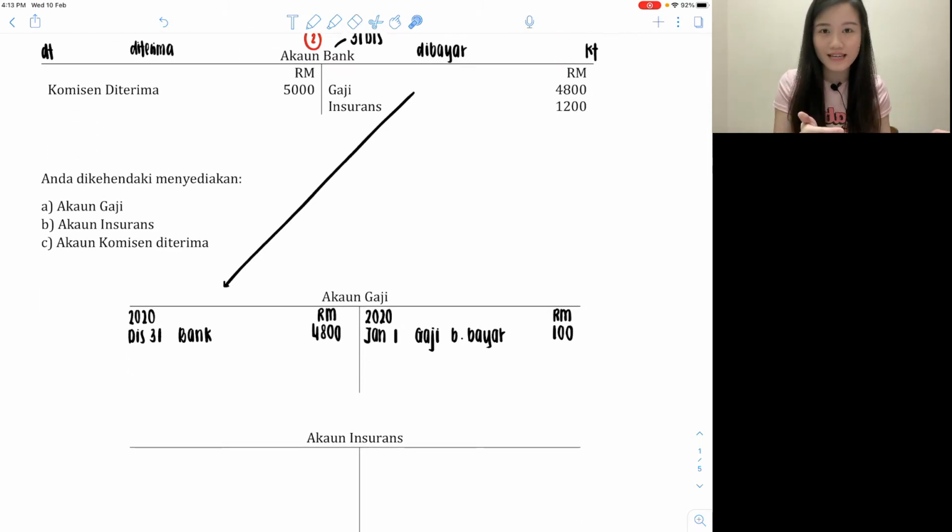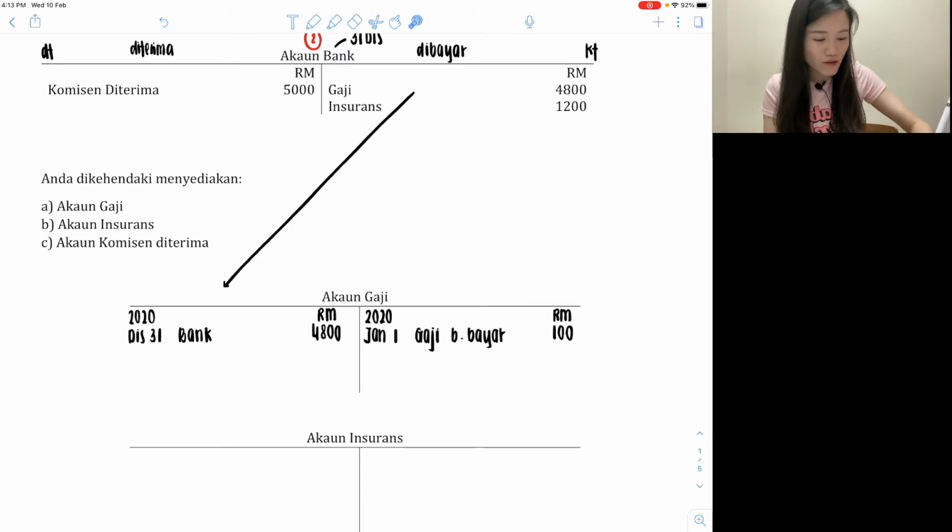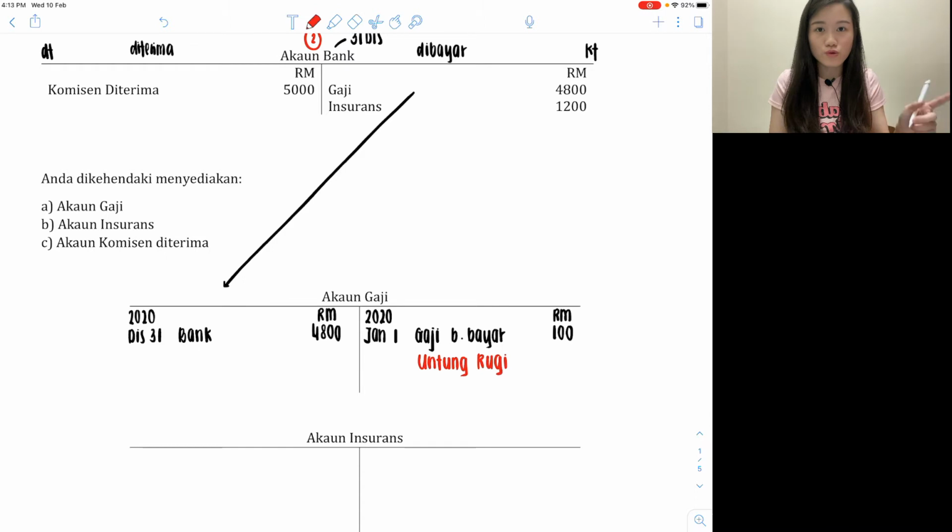As long as bank is on the debit side right now, then my untung rugi will have to be put on the credit side. Like this. Untung rugi. Can get? So always bank, untung rugi, different side. So you just judge by your bank first. If your bank is debit, you put your untung rugi on the credit side.